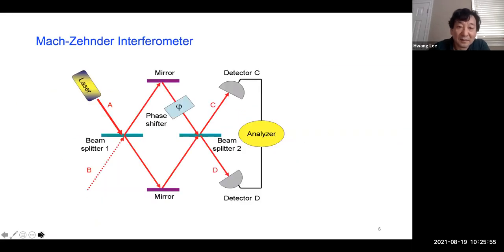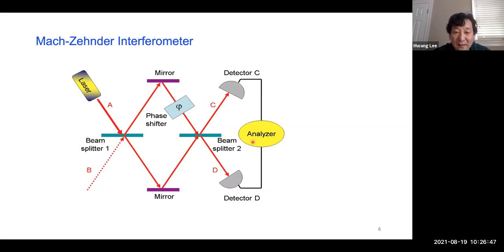So let's start with the Mach-Zehnder interferometer. Here is the light source, and there's a beam splitter that makes two paths for the light wave. There's a mirror that bounces it back, and there's a phase shifter. That could represent the path length difference or the phase difference due to the index change difference between these two paths. Then there's a second beam splitter that combines the beams, and the detectors and analyzer.